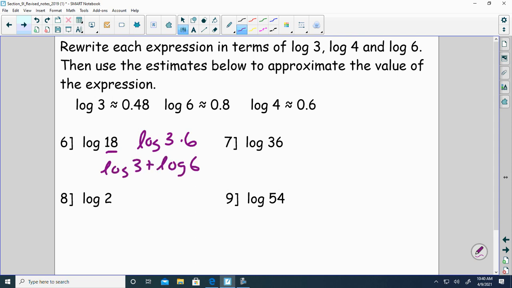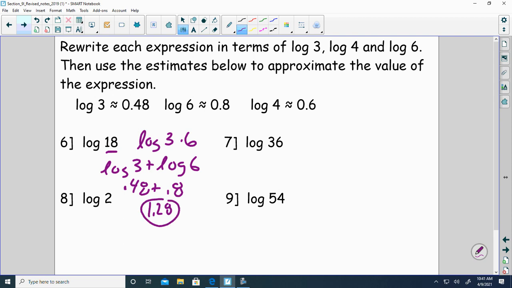And if you look up above, you know that log 3 is 0.48, and you know that log 6 is 0.8. And you just add. Oh, I don't know. What do you think? This is when you get stuck. I have to give the right answer, so I'm busting out the calculator. I'm sorry, this is not a four-function calculator, but don't hate me. 0.48 plus 0.8 comes out to 1.28. So this first one is 1.28.